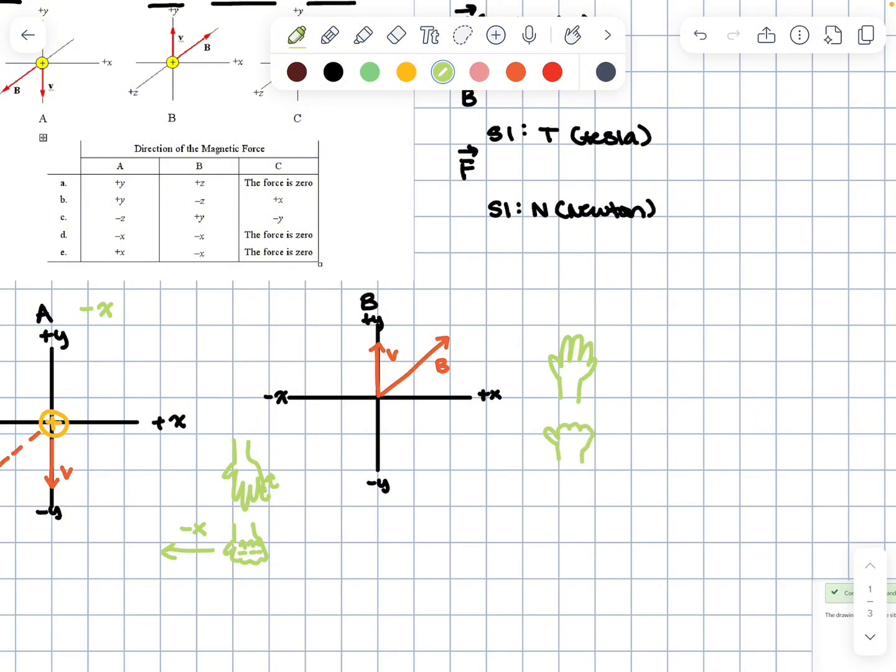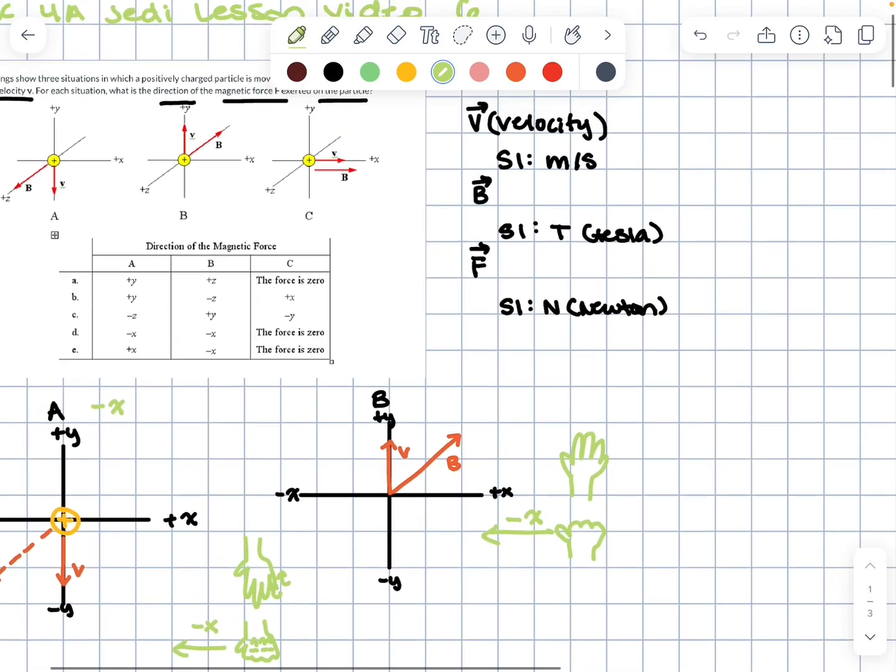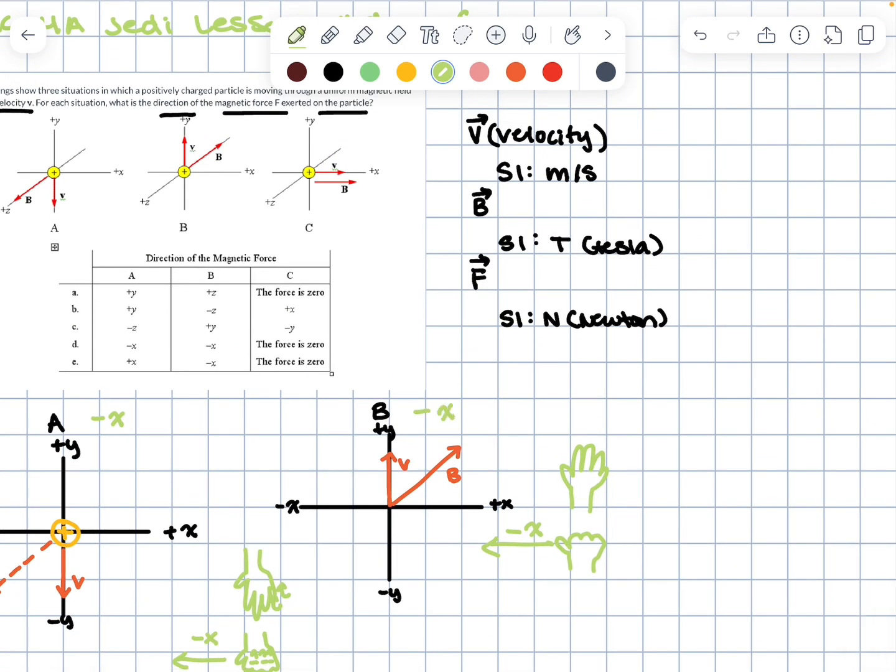And now they're curled, and my thumb is still pointing this way, and that is in the negative x direction. So then we know that for this situation, the direction of the magnetic field is also negative x.